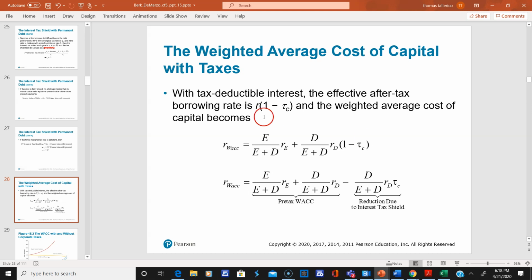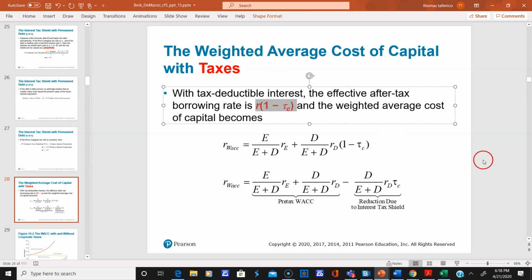Okay, so now we're going to talk about the weighted average cost of capital with taxes. We're going to include taxes now. So with tax-deductible interest, here's the effective after-tax borrowing rate, and this is just like with your mortgage, right? Everyone who's got a house knows that it lowers their mortgage payment, because they write off the interest on their mortgage. You used to be able to write all of it off, but now it's limited to $10,000, I believe.